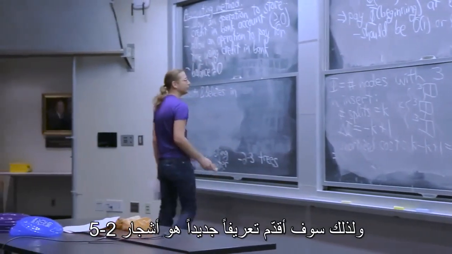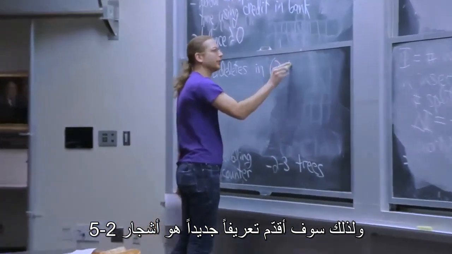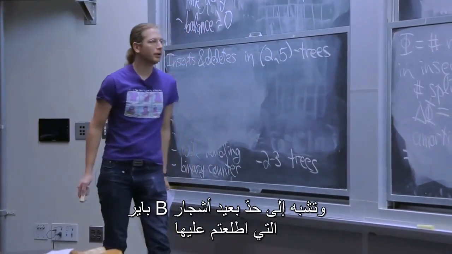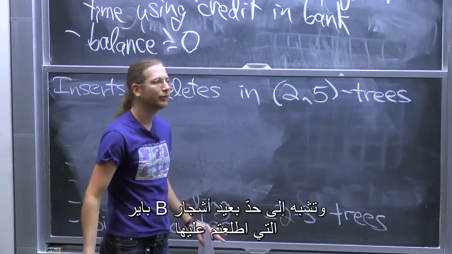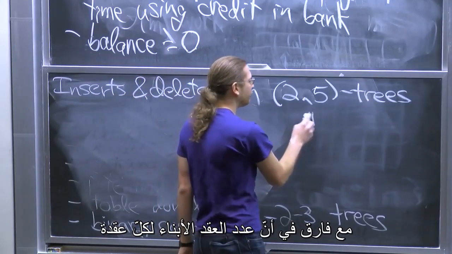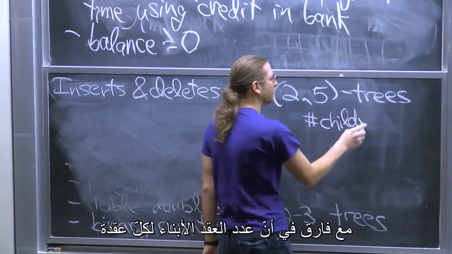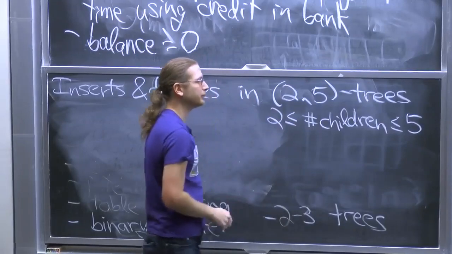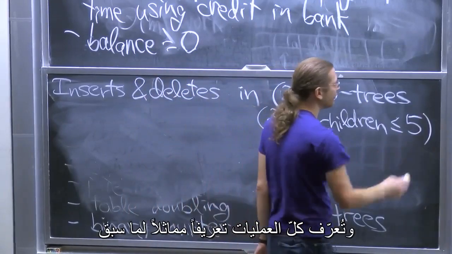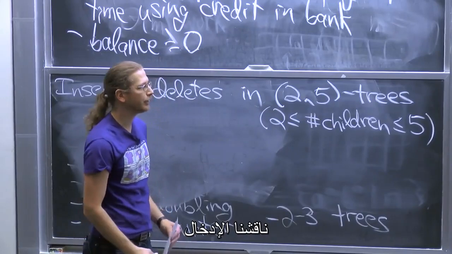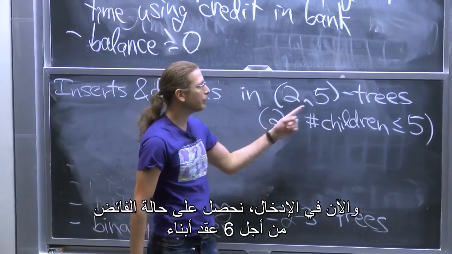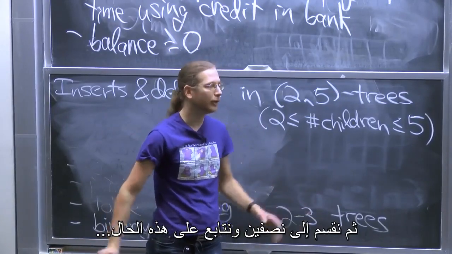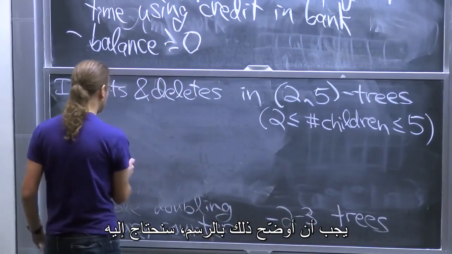So I'm going to introduce something new called 2-5 trees. It's going to be exactly like B trees that you learned, except now the number of children of every node should be between 2 and 5. Okay? All the operations are defined the same. We've already talked about insert. Now insert, when you have 6 children, then you're overflowing, and then you're going to split in half, and so on. So actually, I should draw that picture, because we're going to need it.